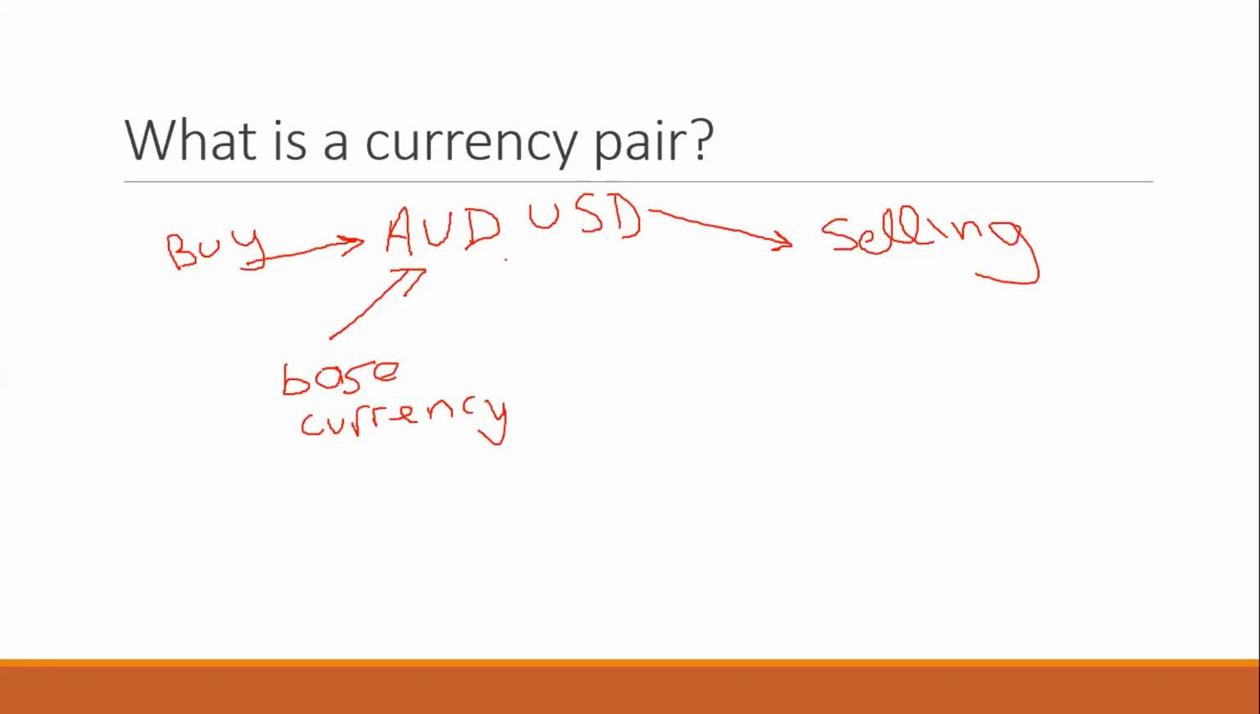Now, if we come back to this point where we said to buy the Australian US dollar pair, we're expecting the Australian currency, the base currency, to increase, and then we're expecting the US dollar to go down. Now, what I'm going to do is talk to you about this next.